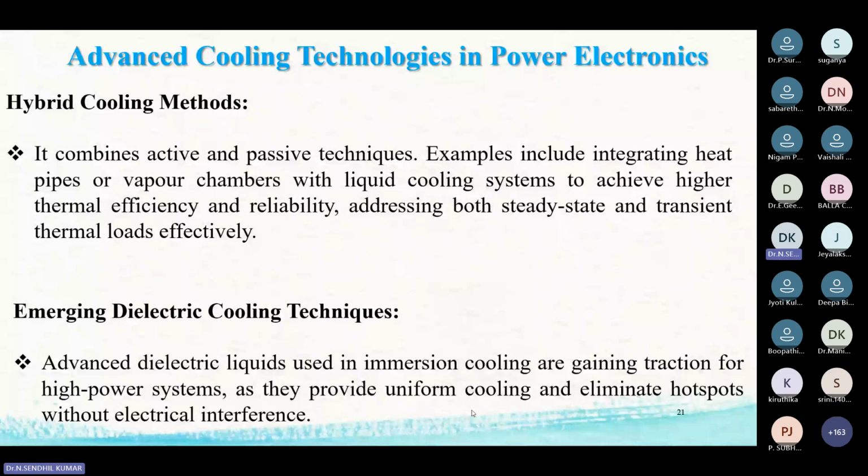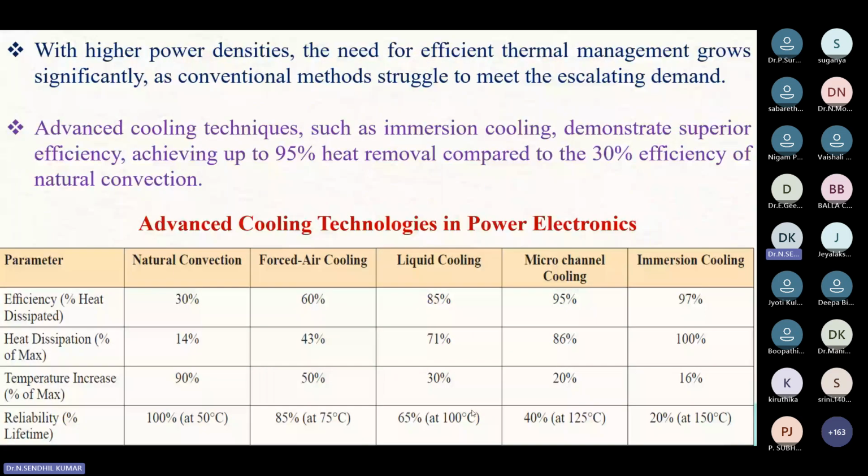If you see all these advanced cooling methods by parameter, natural convection, forced convection, liquid cooling, micro channel cooling, and immersion cooling, efficiency-wise immersion cooling techniques will achieve almost 95 to 97% heat dissipation, because the heat transfer coefficient is very high. Immersion cooling means you are suddenly exposing the environment to a cooling fluid. So the heat transfer coefficient is very high, and that is why heat dissipation is also very good.